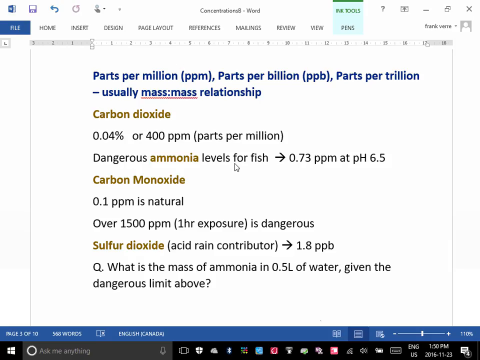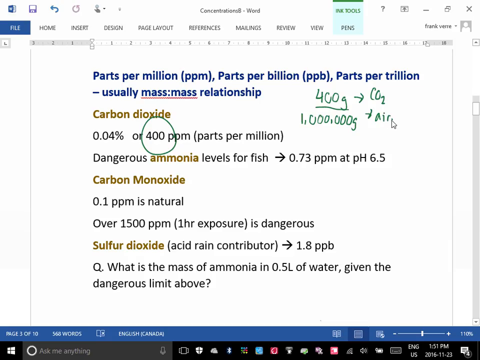Or maybe we're measuring the amount of a toxin in the lake. It's usually parts per something. So it's either parts per million, ppm, parts per billion, ppb, or parts per trillion, which is ppt. I didn't put that up there. It's usually a mass-to-mass relationship. So if I have, for example, 400 parts per million, that means that for every 400 grams of carbon dioxide, it would be in 1 million grams of air. So that would be CO2, and that would be air.